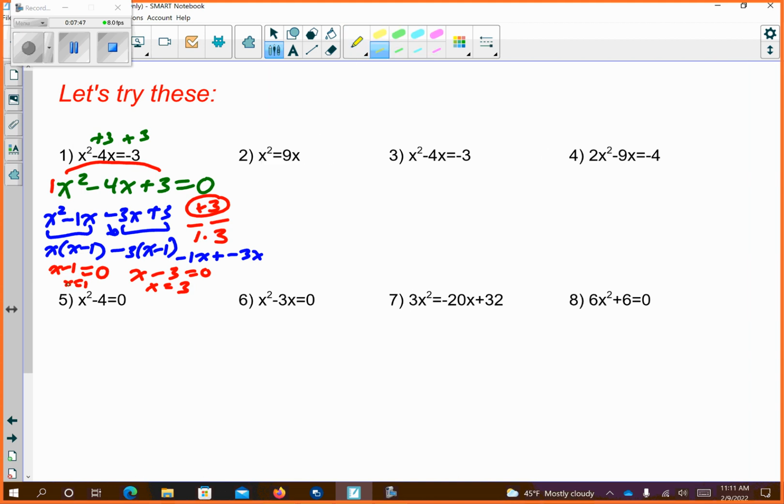Okay, so we had to make sure they were equal to 0 before we could go through the process. So those highlighted regions are my 2 answers. x equals 1, x equals 3. All right.